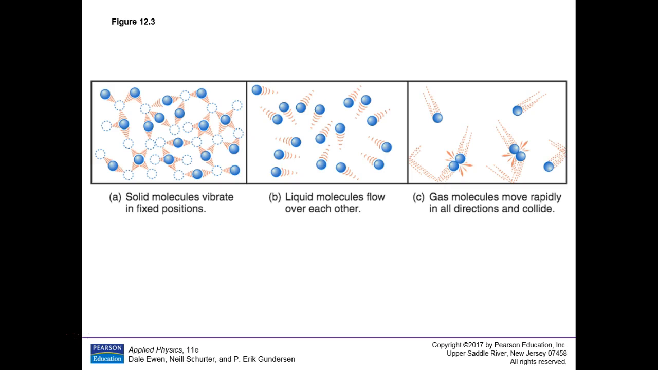That's what makes a solid a solid. It has its own volume and its own shape. The atoms aren't free to move. They have a little bit of freedom in that they can vibrate, but that's all. They can't move around. They can just sit there and vibrate.